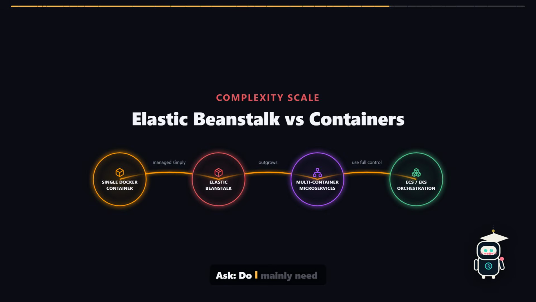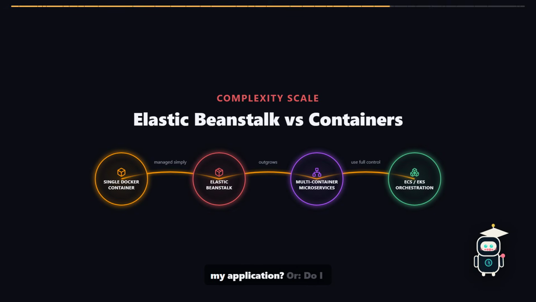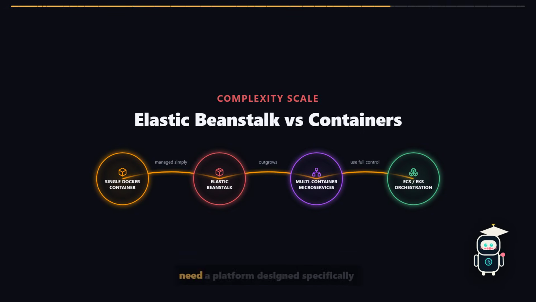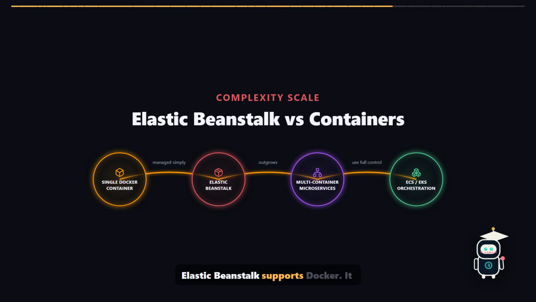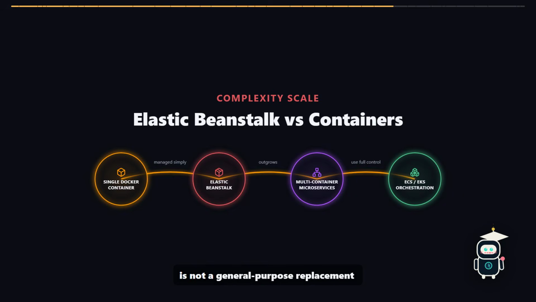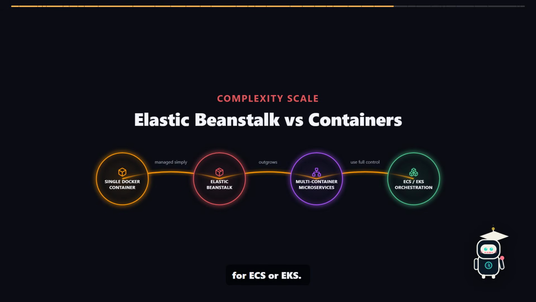Ask, do I mainly need a managed environment for deploying my application? Or, do I need a platform designed specifically for orchestrating container workloads? If you need the second, evaluate ECS or EKS. So remember, Elastic Beanstalk supports Docker. It is not a general-purpose replacement for ECS or EKS.